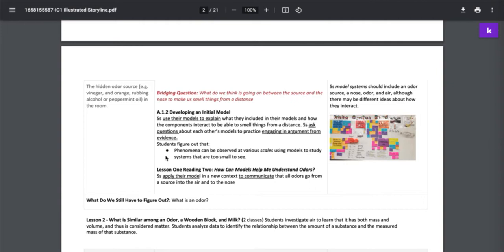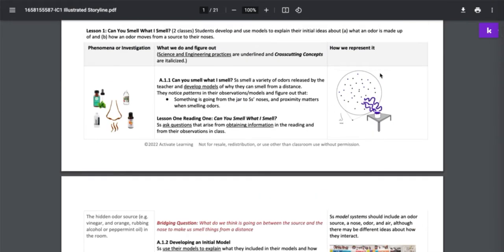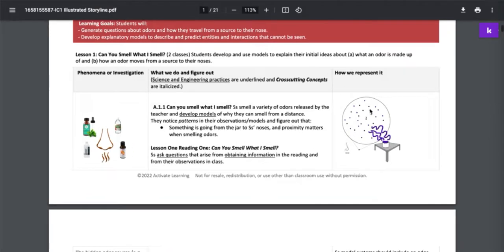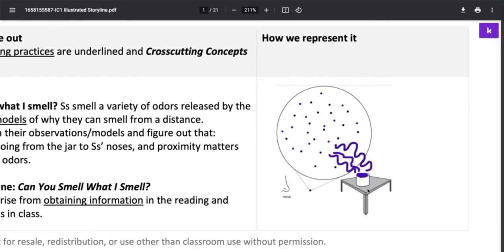But 1.2 is asking them to create an initial model of how we smell. So how does that work? What is going on? They're going to draw all kinds of things, but they need to have the source. This is the image that they get, the sheet that they get, and they're going to draw this model. There's a worksheet you can pass out. So here's the nose. Here's the space between the nose and the source of the smell. What's going on in this little space that explains how we're smelling it?